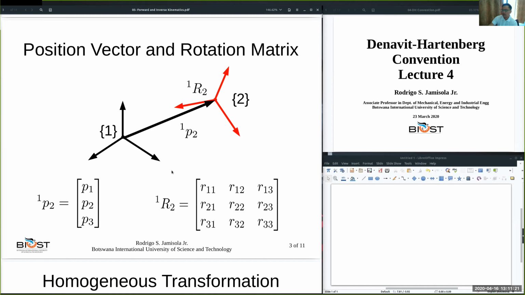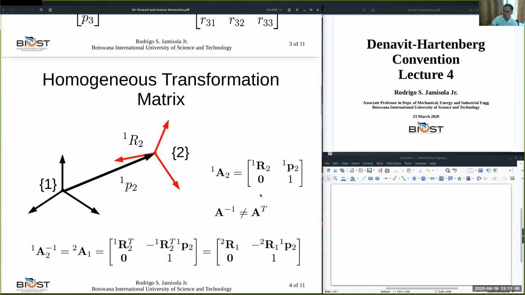Okay. So to completely describe the relationship between two reference frames, frame 2 with respect to frame 1, we have a position vector 1P2 and the rotation matrix 1R2. This is what we always want to know when we are given two reference frames.